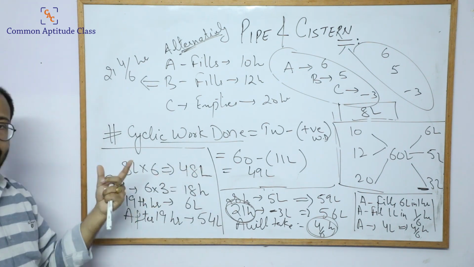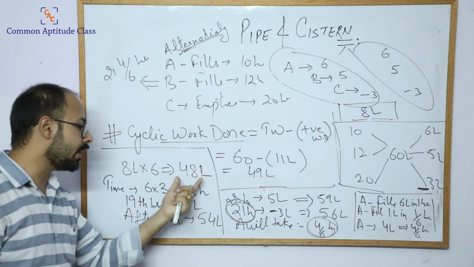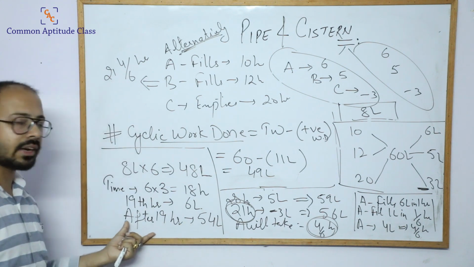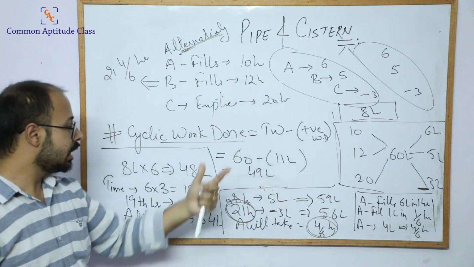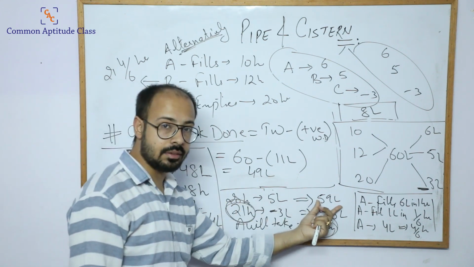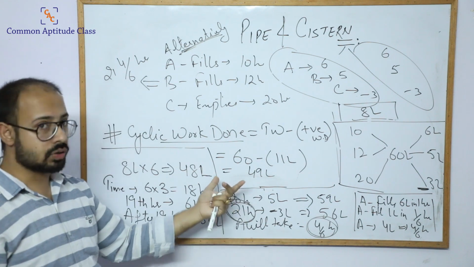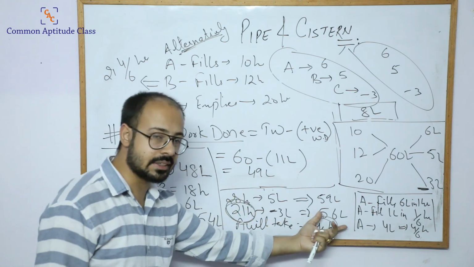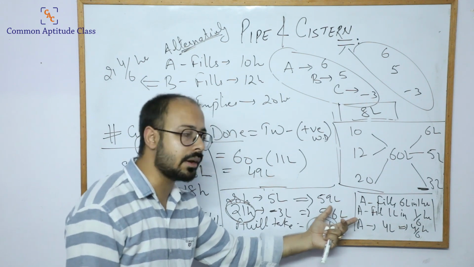Now, in the 19th hour, A will go to fill. A fills 6 liters, so 48 plus 6, 54 liters after the 19th hour. Now in the 20th hour, B will go and fill 5. So 54 plus 5, 59. Still not filled. Now C comes in the 21st hour and removes 3 liters. So 56 liters is there in the beaker.